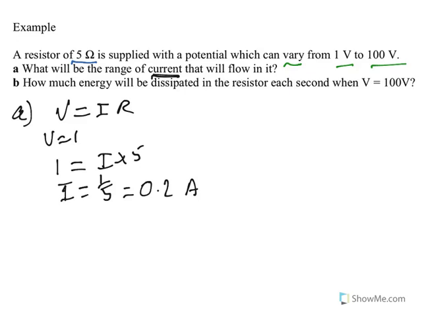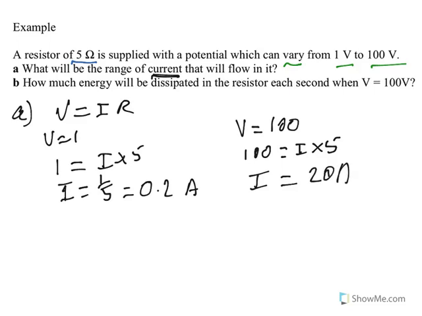Now the other end of the spectrum, of course, is when the voltage is equal to 100, then 100 equals I times 5, and dividing both sides by 5, you get 20 amps, which of course is 100 times the original answer. Alright, so that's part A.